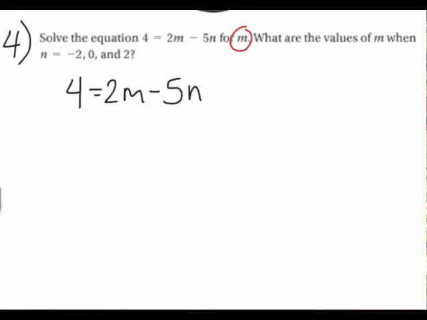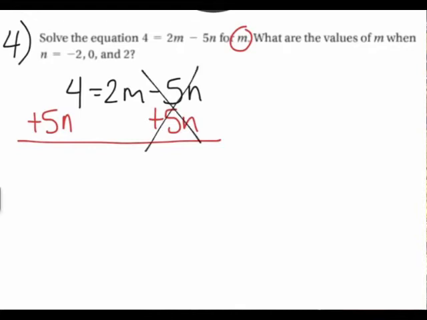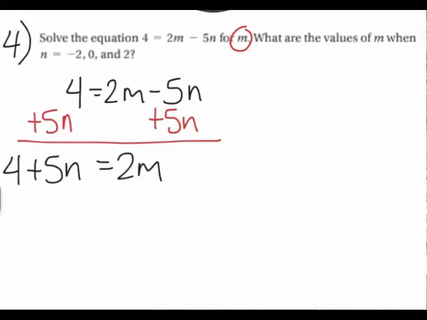Well, what is the first step we have to take in order to do that? Well, we need to move the 5n first of all. Okay, we can't move the 2 yet because we are trying to work our way in toward the unknown, and the 5n is farther away. That's my thinking, at least. So in order to move the 5n to the other side of the equation, we have to add 5n to both sides. This goes away, leaving us with 4 plus 5n on the left-hand side and 2m on the right-hand side.